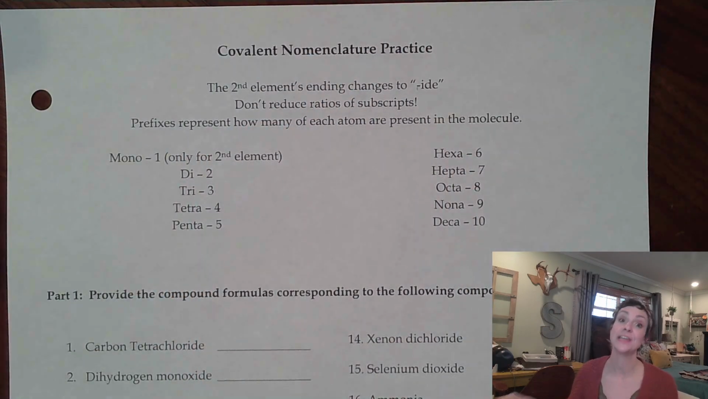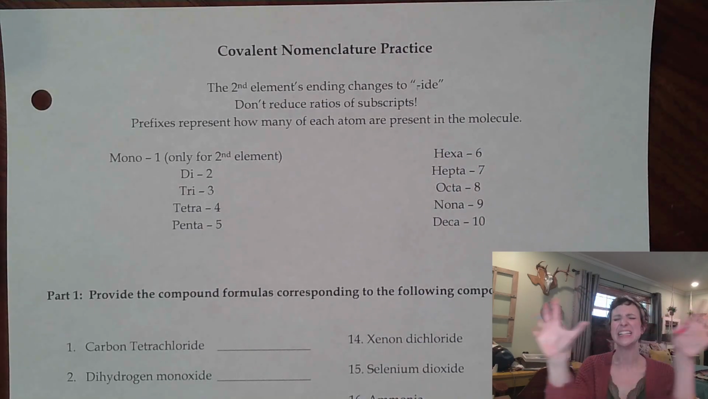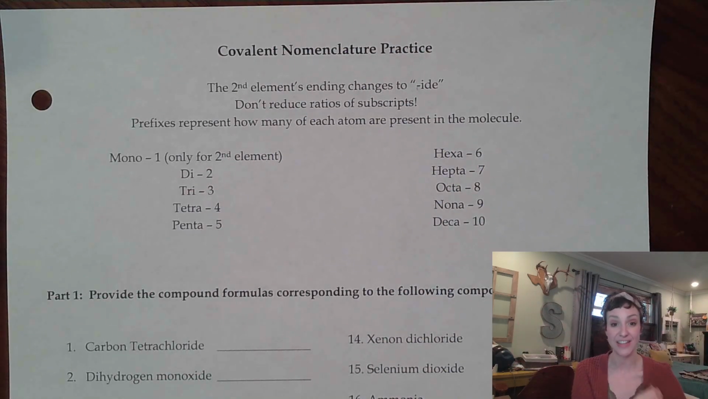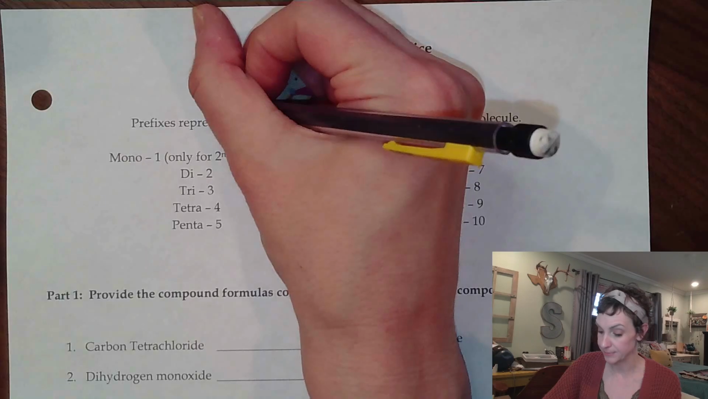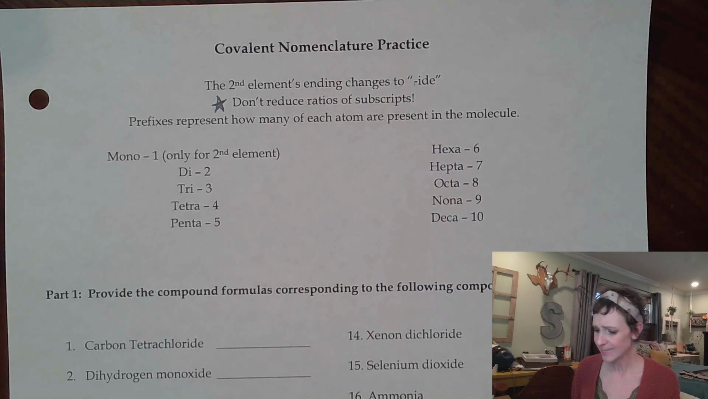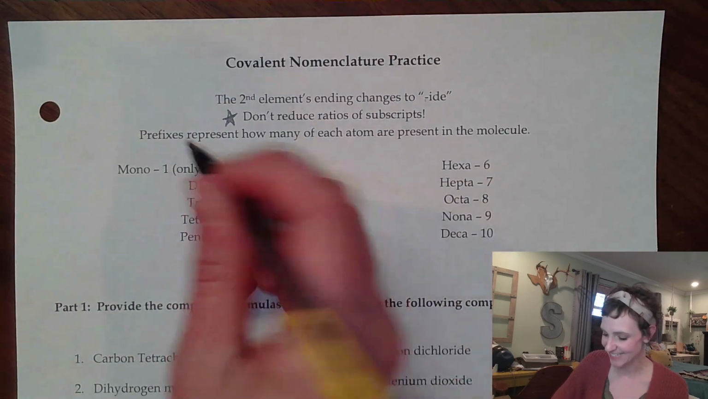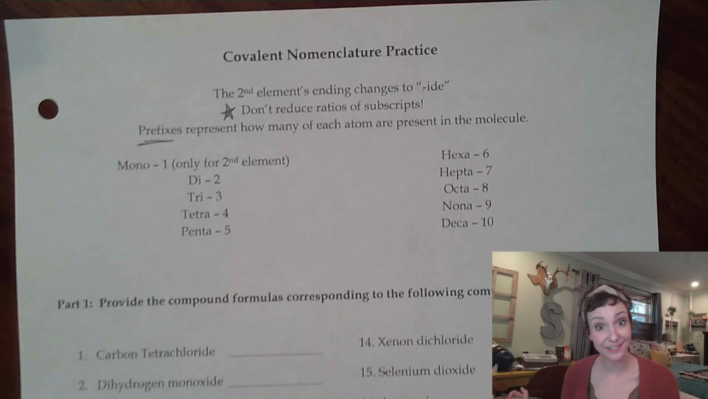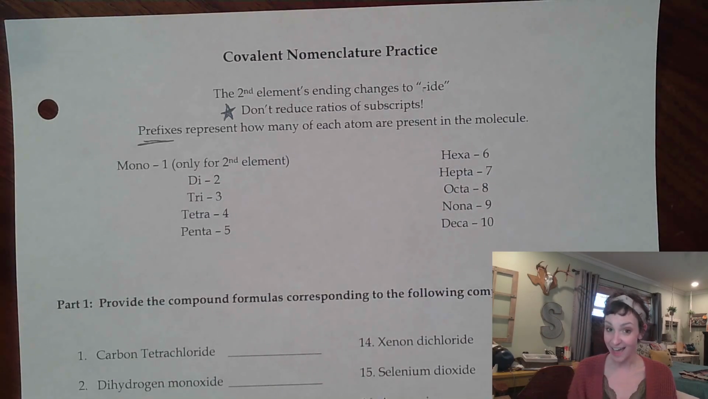We know we can reduce my ionics because it's got that crystal lattice, that extensive structure of cations and anions, and all I need to know is how many of each ion relative to each other you have. But here I do not reduce ratios of subscripts for my covalent, and that is different than my ionic naming rules. And then I've got these things called prefixes. The prefixes literally represent how many of each atom you have in your molecule.